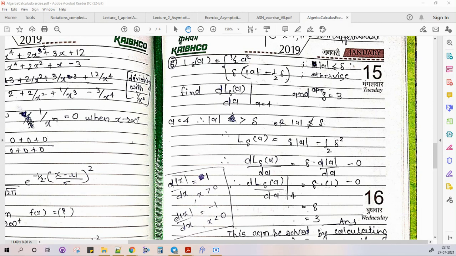Let me clear this. What is the name of this loss function? Huber loss.